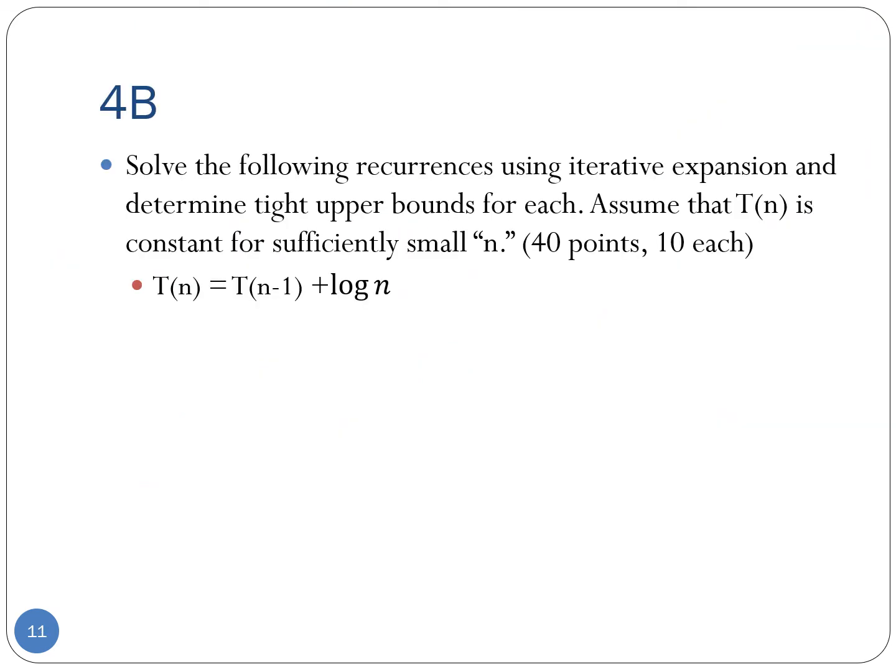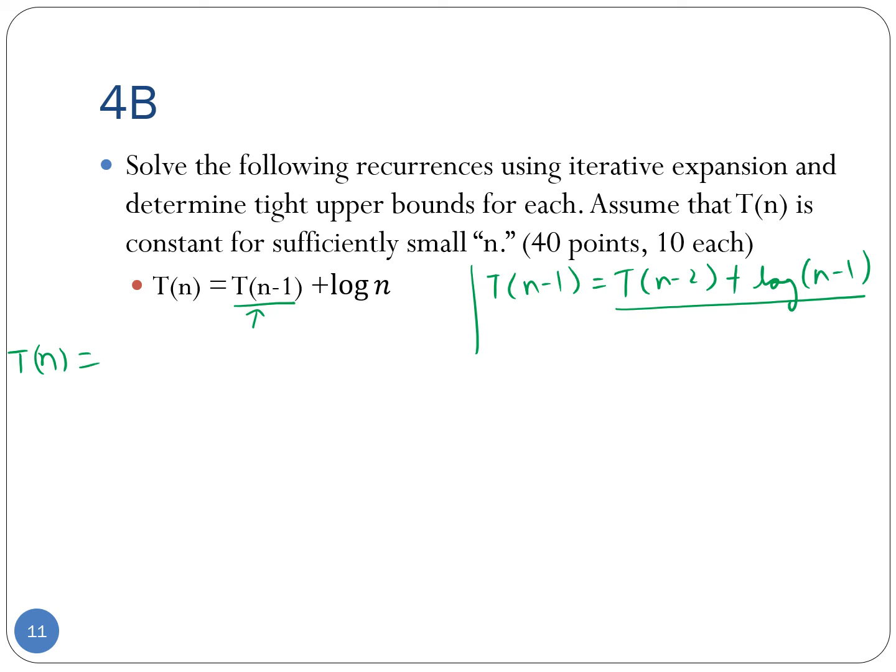The next problem is T of n is equal to T of n minus 1 plus log n. Once again, let's start expanding this term. So let's figure out the value of T of n minus 1. By substituting n minus 1 in the recurrence, we get T of n minus 1 is equal to T of n minus 2 plus log of n minus 1, right? So let's substitute this value over here and we get T of n is equal to T of n minus 2 plus log of n minus 1 plus log of n, right?